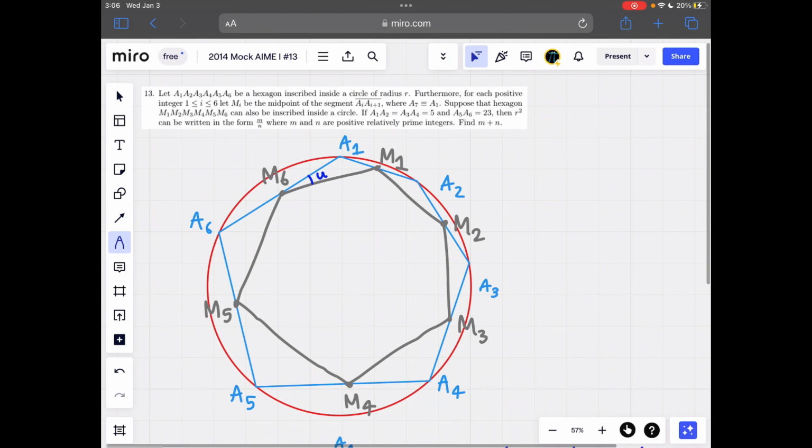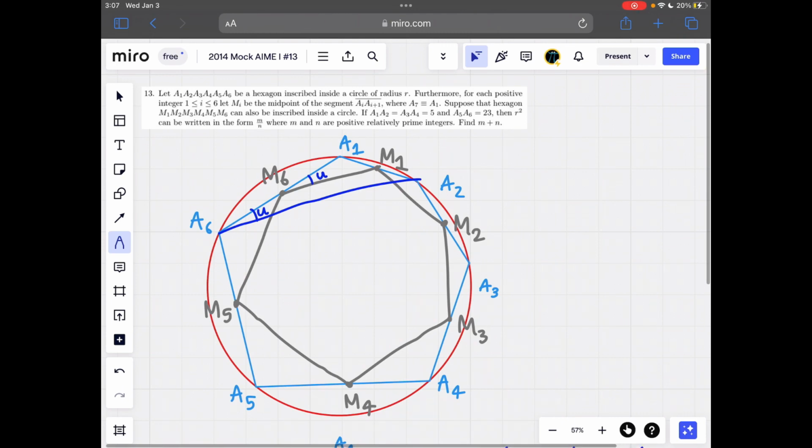Now, what else is U equal to? Well, M6M1 will get sent to A6A2 if we do a scale factor at A1 with ratio 2, because M6M1 is the midline in triangle A1A6A2. So if we do a scale factor at A1 with ratio 2, M6M1 is going to get sent to A6A2. And therefore, this angle here is also equal to U.